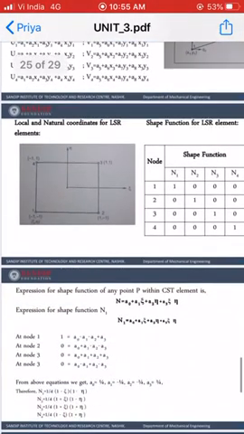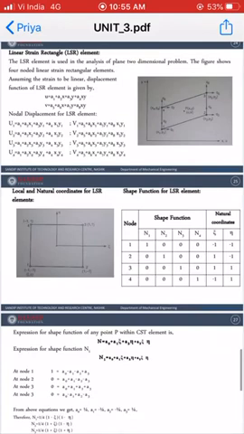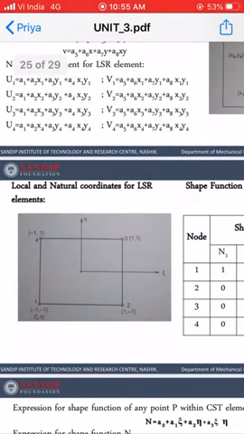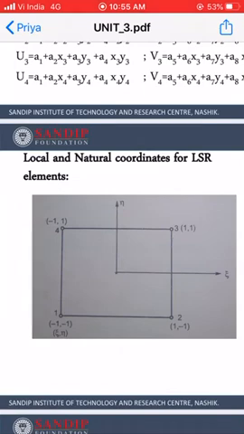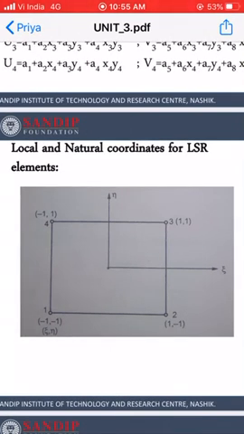Now next is what? Now we need to see the shape functions. We need to find out the shape functions for the LSR element also, because as we have determined the shape functions for the CST element, similar way we need to find out the shape functions for the LSR element. Okay, so for the LSR element the natural coordinate system is given as, so look at this figure, this is the natural coordinate system for the LSR element.